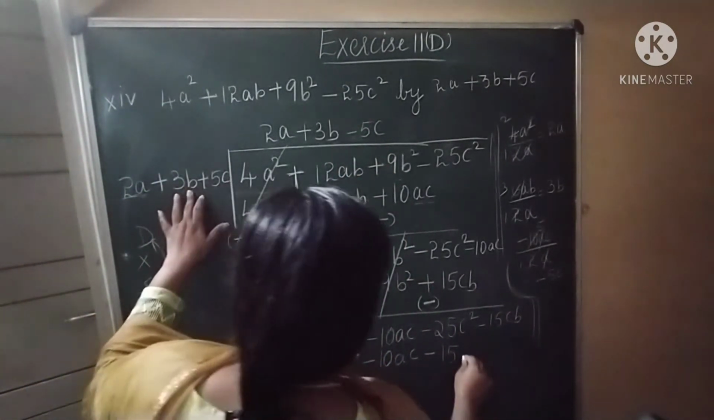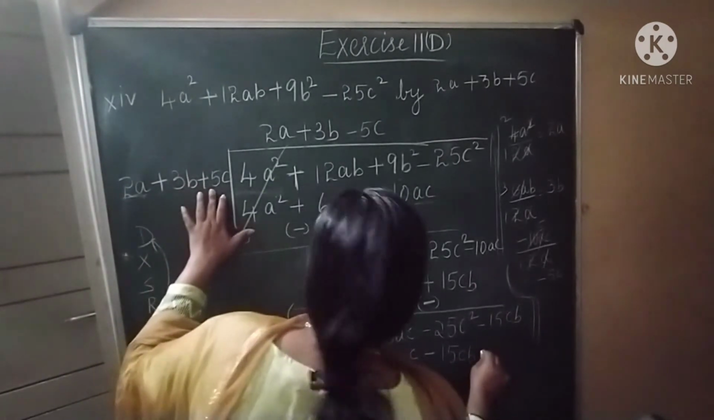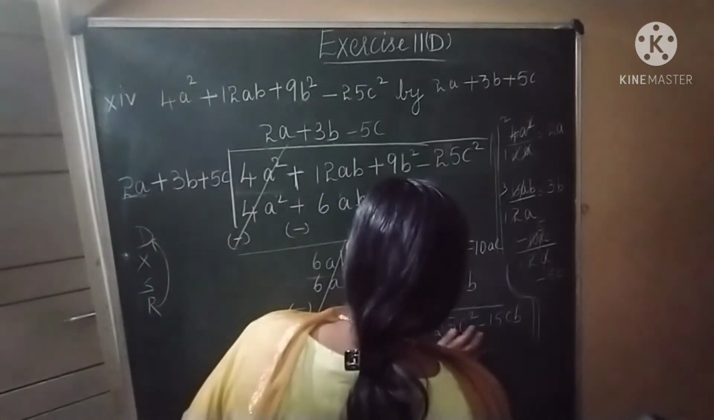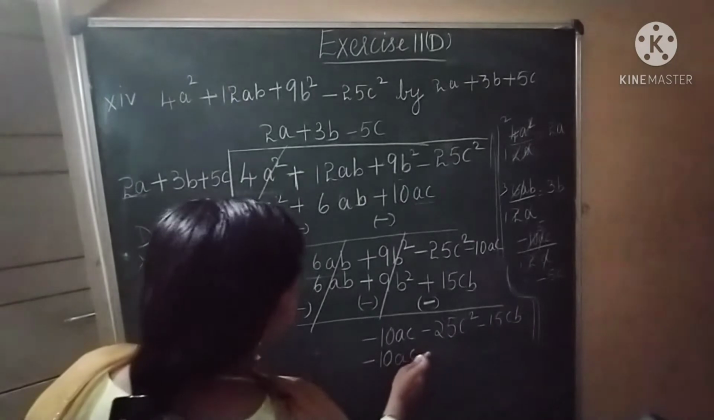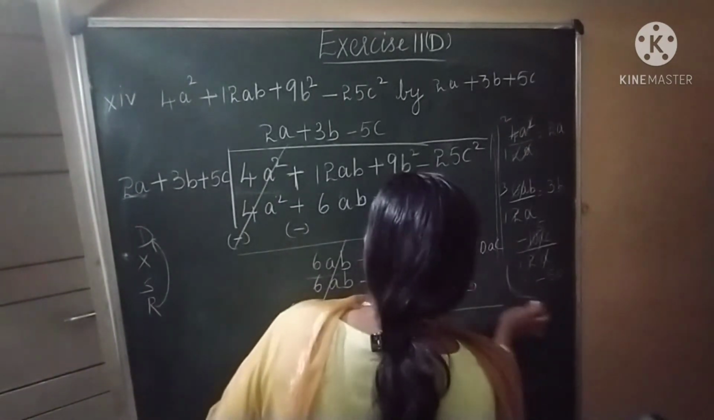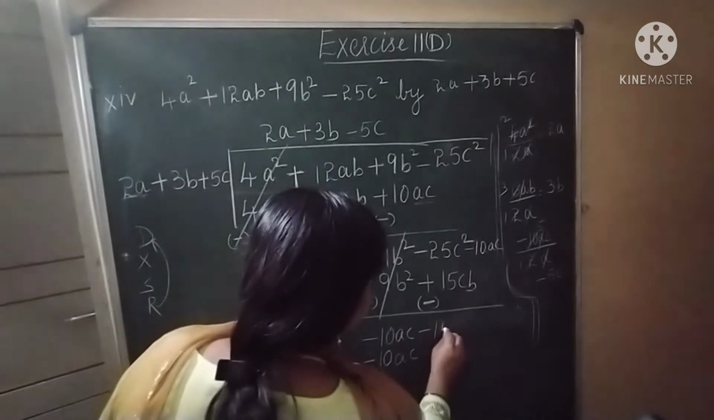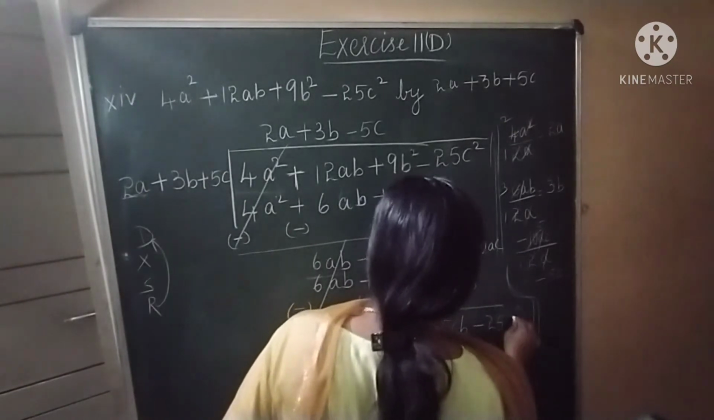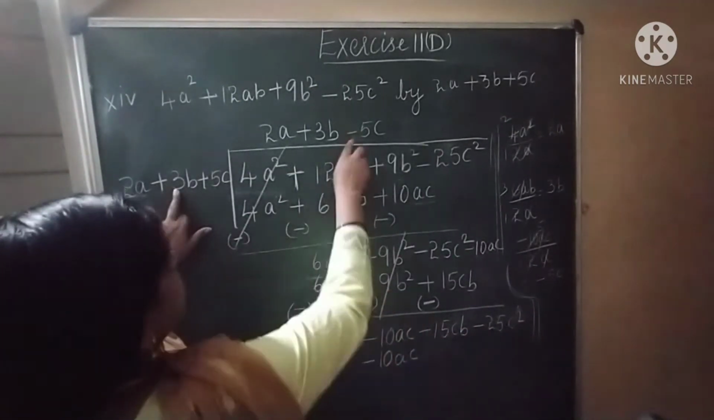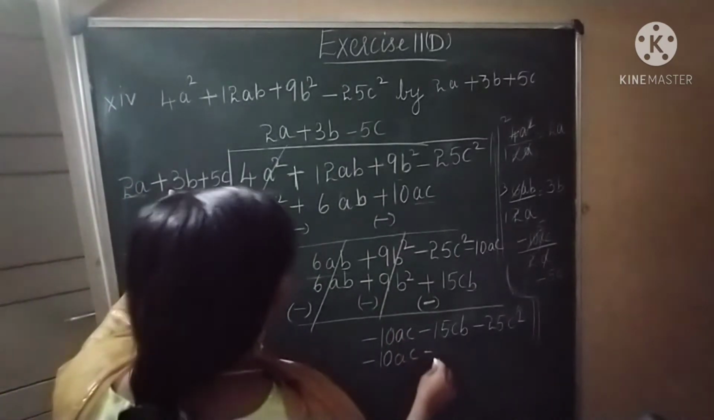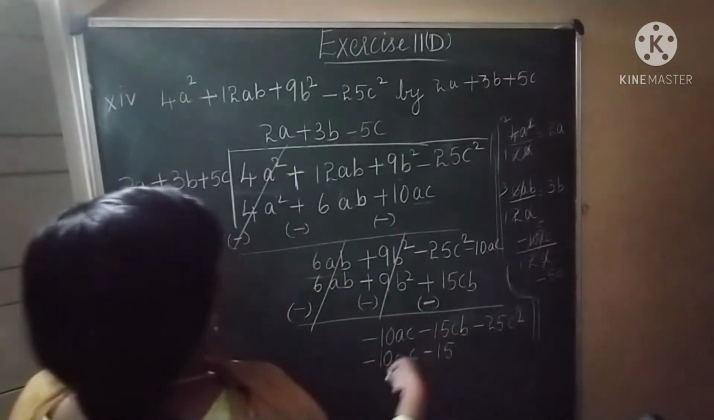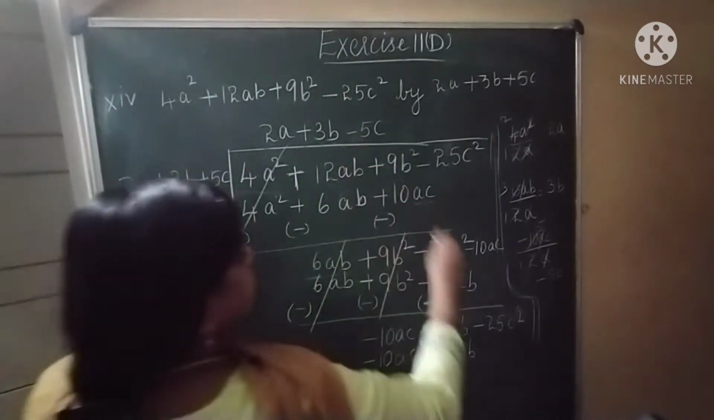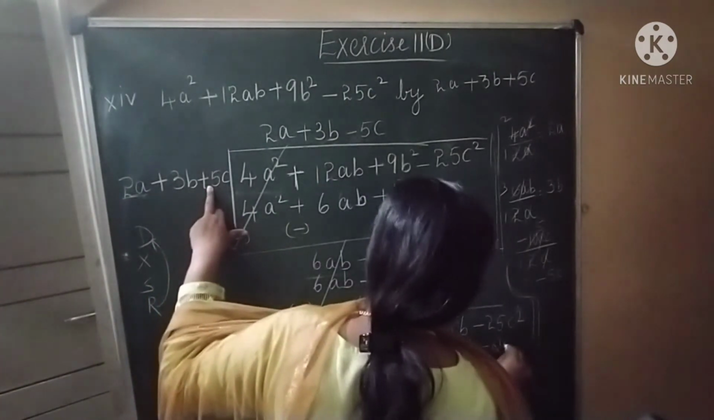15 cb, and plus into minus is minus 25. Or else, see here, you can take it as, I will write minus 15 cb here and minus 15 cb here and minus 25 c square here. So what happens here is plus into minus is minus. 3 5s are 15. Same, I just interchanged cb so that the cancellation will be easy. Plus into minus is minus. 5 5s are 25 c square.